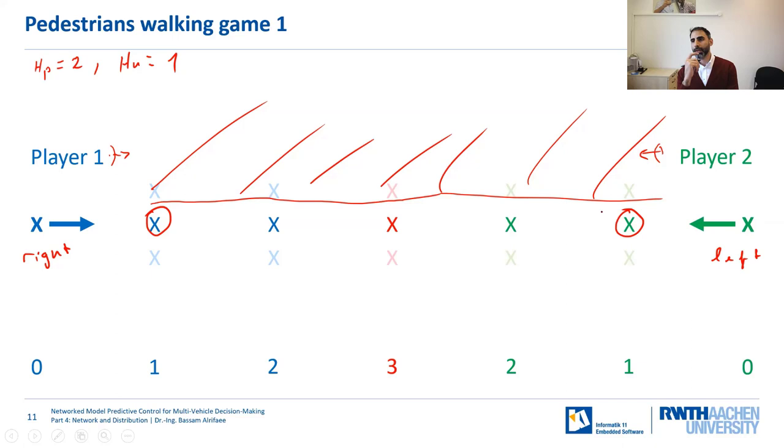Now we repeat again. I will use the same color code. So number one predicts, number two predicts also, and we see here that the prediction of one and two collide here at point number three. So here there is a problem for both of the players.